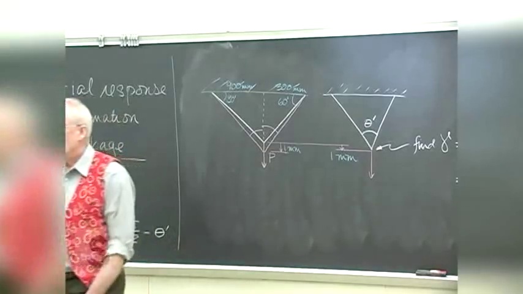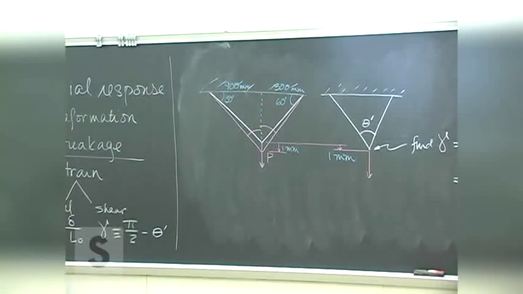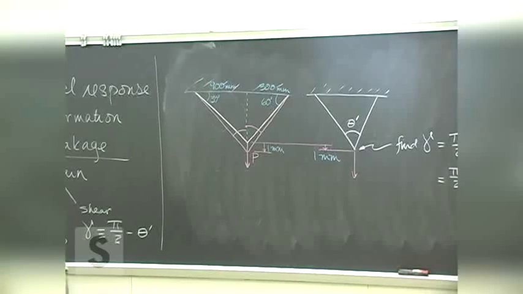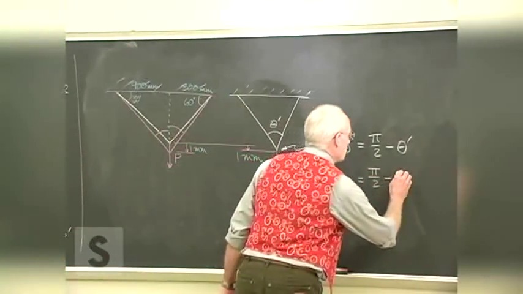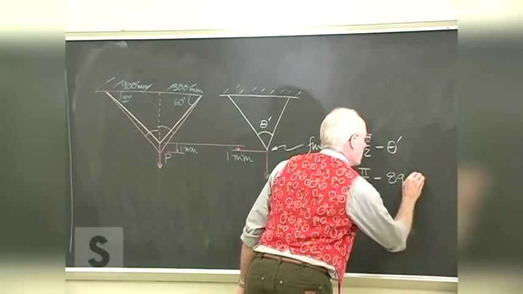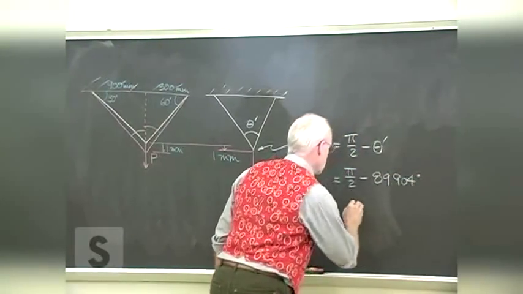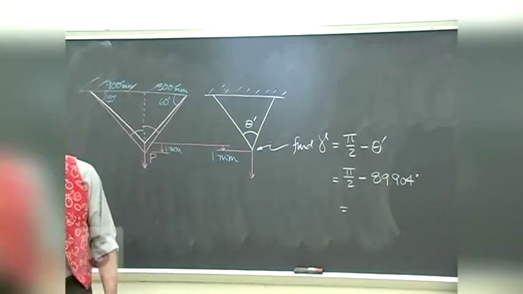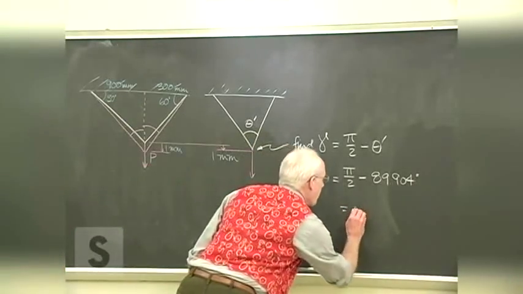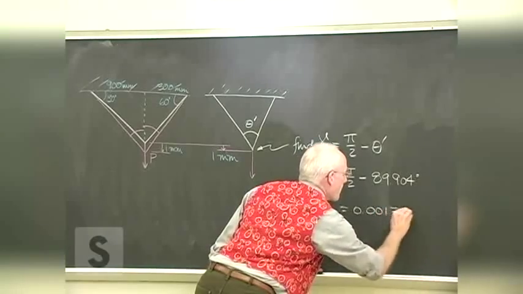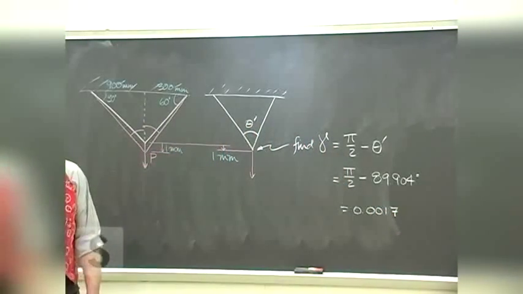The final angle, theta prime, should get something a little less than 90. Got something, Bill? I got 89.904. Yeah, exactly what I got. 89.904 degrees. Of course, in radians, you can't subtract that from pi over 2, I hope you realize. And something then like 0.001796.